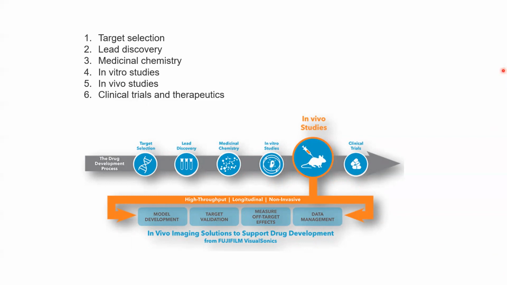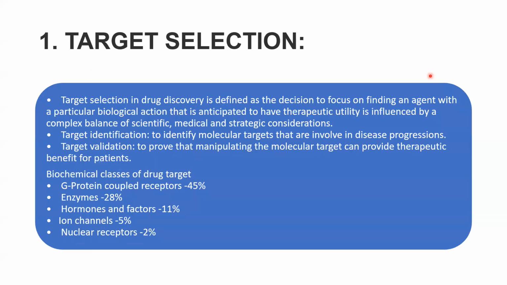The first stage of the process is the target selection. Target selection in drug discovery is the decision to focus on finding an agent with a particular biological action that is anticipated or expected to have a therapeutic utility, and it is influenced by a complex of many features.